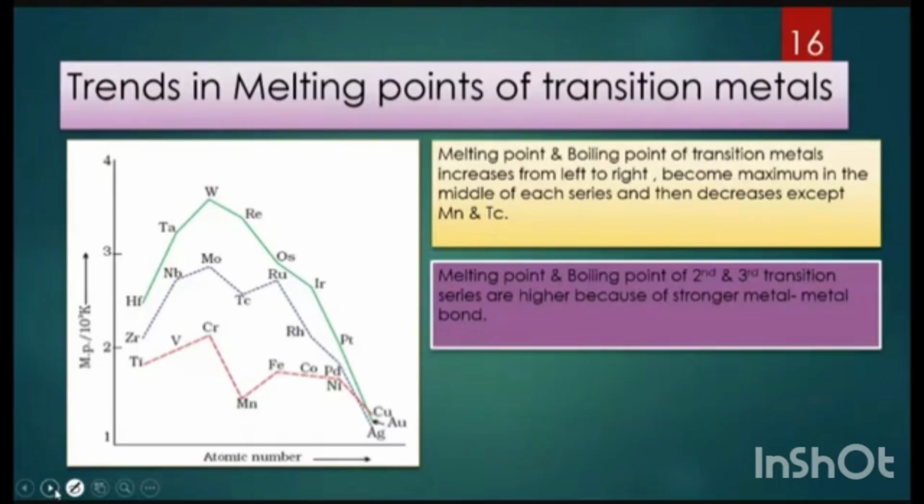Melting point and boiling point of second and third transition series are higher because of stronger metal-metal bonds. As the atomic number increases, the availability of the number of unpaired electrons increases, which leads to the formation of strong metal-metal bonds. That is why the melting point and boiling point of second and third transition series are higher.